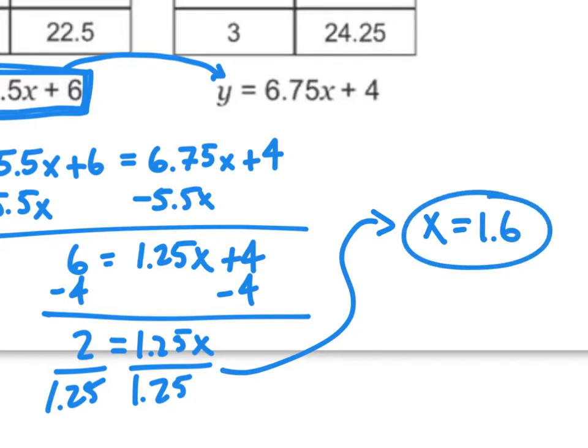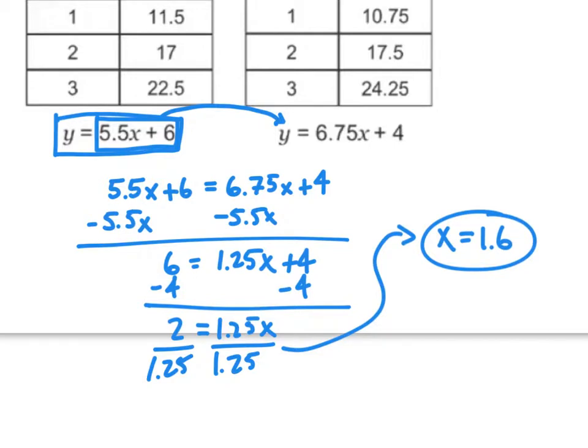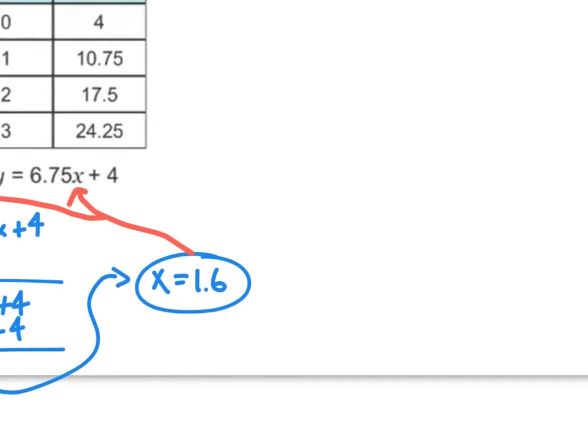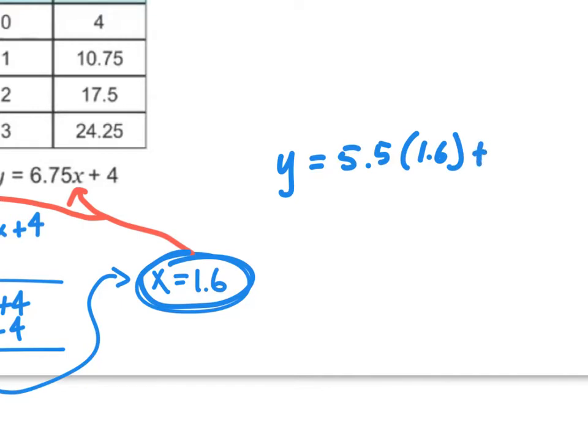Now I need to figure out what the y value is. I can plug 1.6 into either of these equations and solve for y. I'm going to use the first equation, though it doesn't really matter. y is equal to 5.5 times x, where x is 1.6, plus 6. 1.6 times 5.5 is 8.8, and adding 6 to that gives me 14.8.